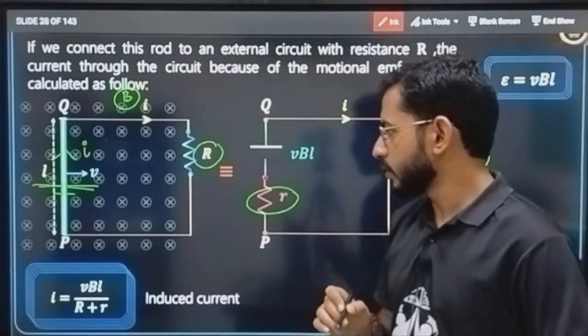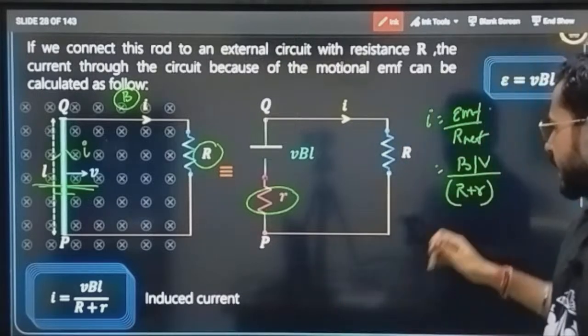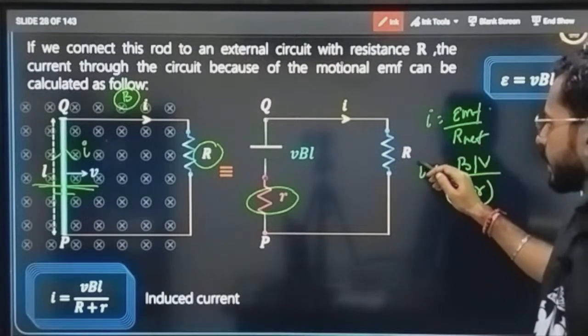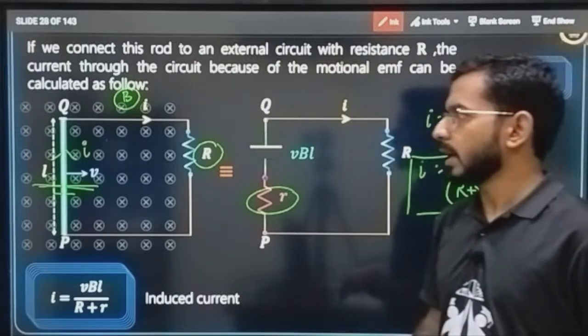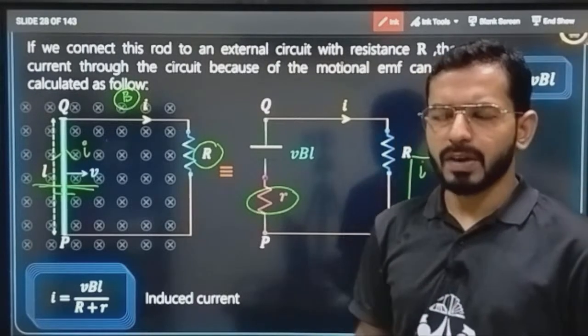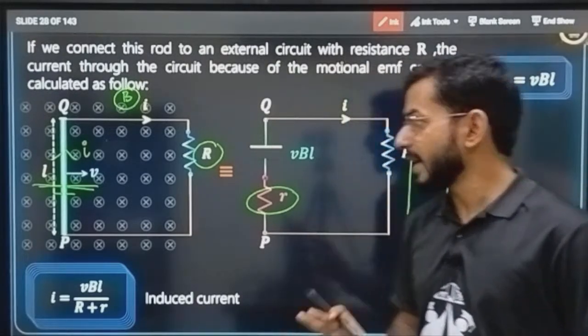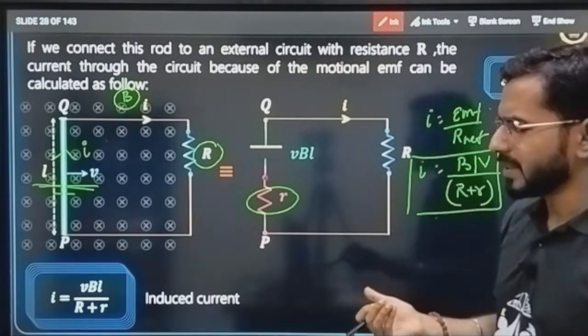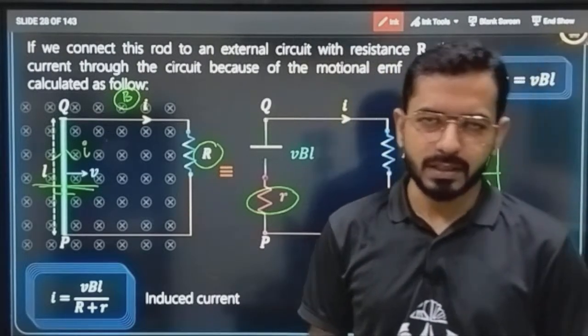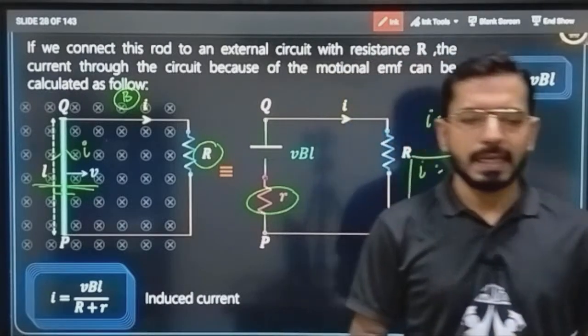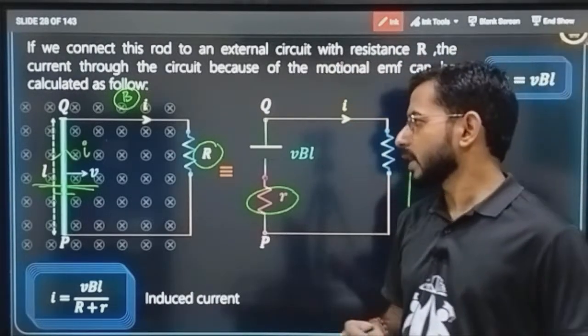Correct? Current is going to flow in this direction. So the net current moving into the circuit will be BLV divided by R plus R. So the complete game, if I tell you, is only about how you write the EMF. Once you understand the EMF, you just have to divide by the equivalent resistance present in the circuit, and the rest of the things you can easily do. Is it clear?